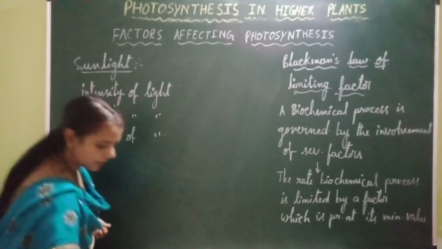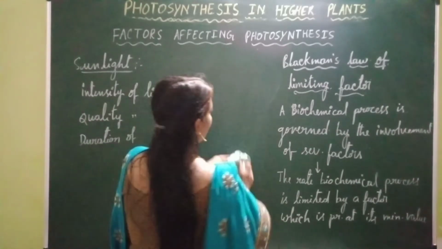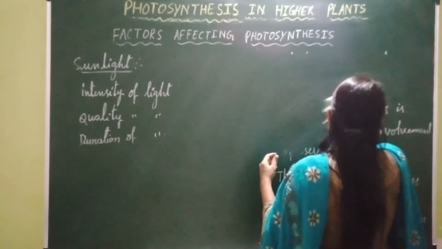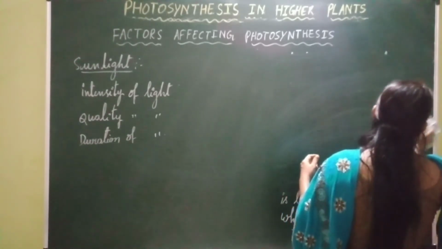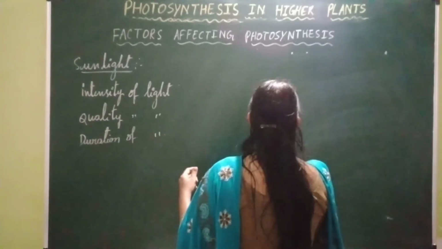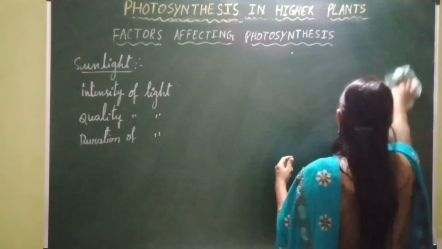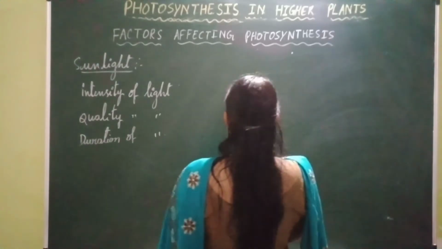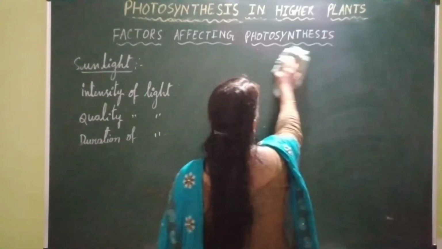Now let's study the effect of light on the rate of photosynthesis with the help of a graph. Here I am taking light intensity on the x-axis and rate of photosynthesis on the y-axis.